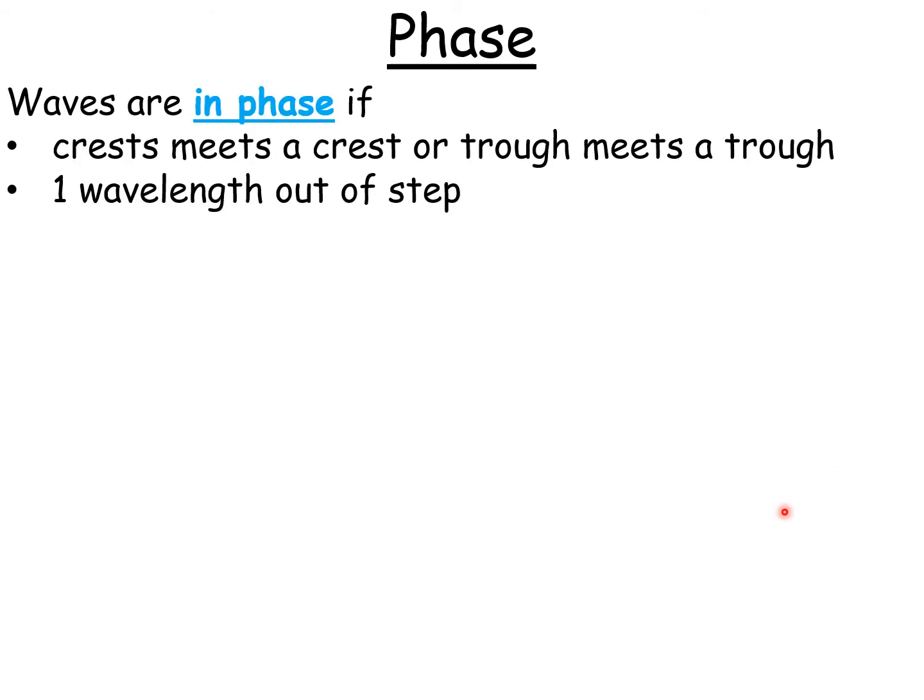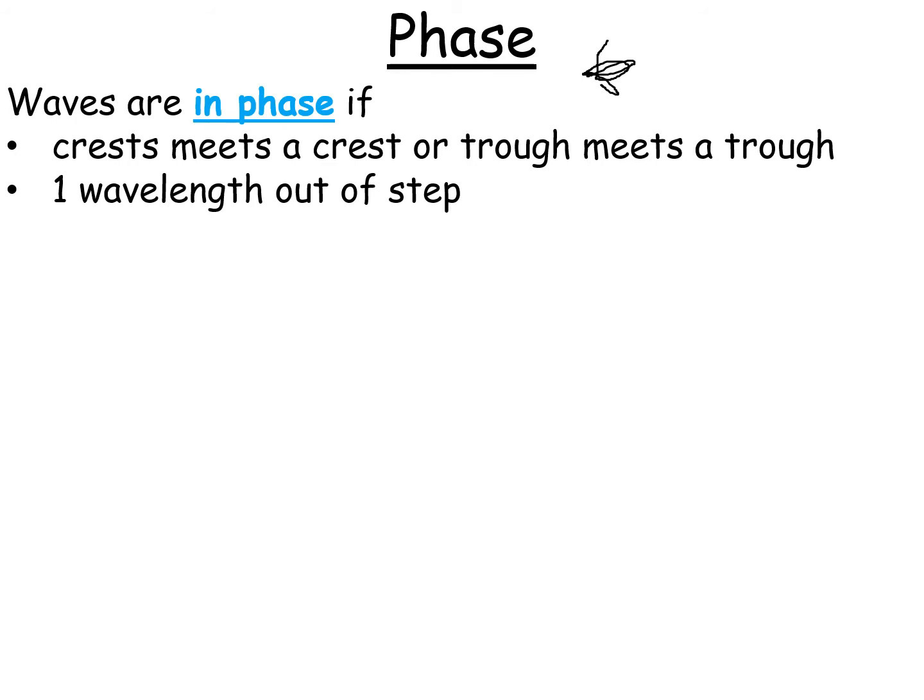So let's get to some terminology. I would like you to make a note of this now. Your assignment will be to summarize all of these terms. So you might want to write these out on a separate bit of paper and then submit that as your assignment. So waves are in phase if a crest meets a crest or a trough meets a trough, or if they're one wavelength out of step.